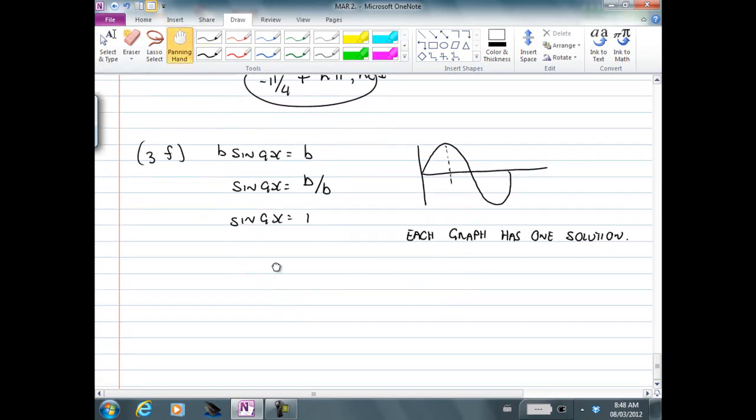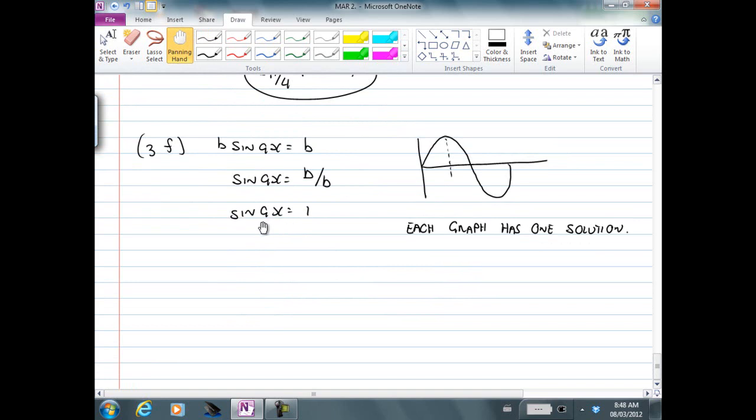So in other words, if a is equal to 1, you have 1. If a equals 2, you have 2. So how many solutions are there in total? For this one you have a solutions. We don't know what the value of a is. It just means you have a solutions. If a is 5, you have 5 solutions. If a is 10, you have 10 solutions, because each graph only has one solution.